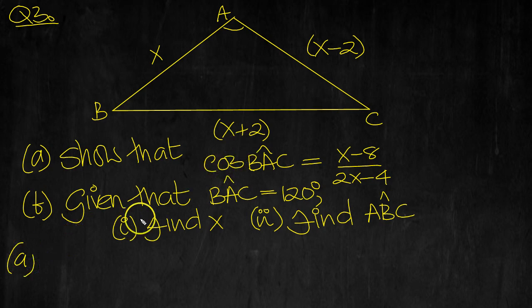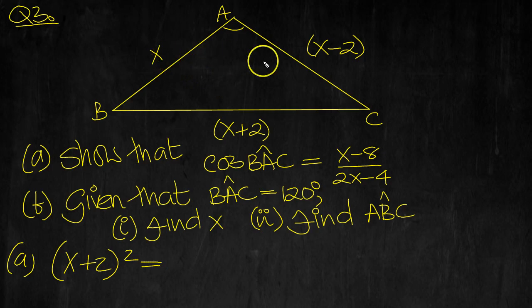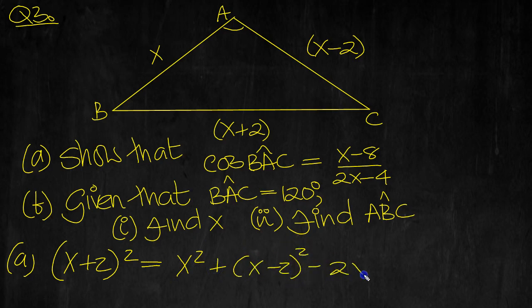So a squared, let's write it down, is equal to b squared plus c squared. So that's x squared plus c squared, the other two sides squared, minus 2bc, the other two sides, cosine of the angle included, so that would be the BAC, wouldn't it? So there's our formula here.